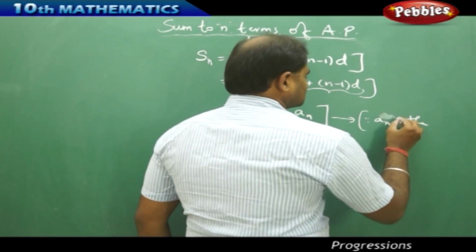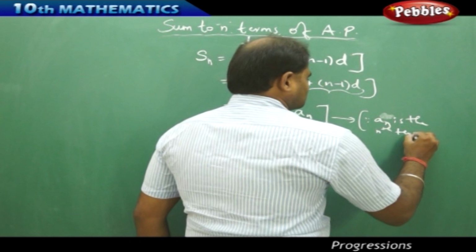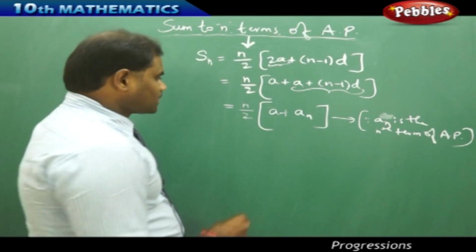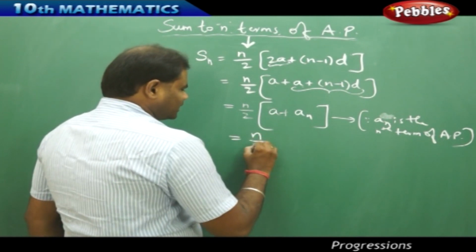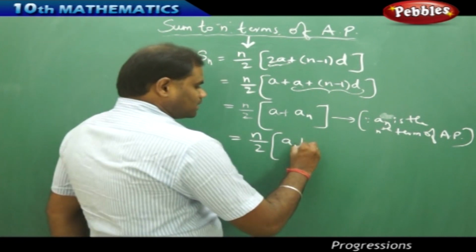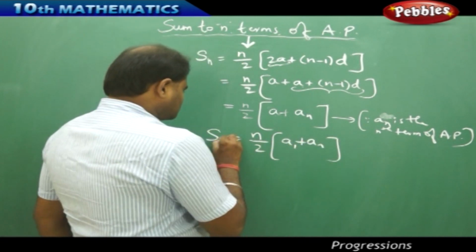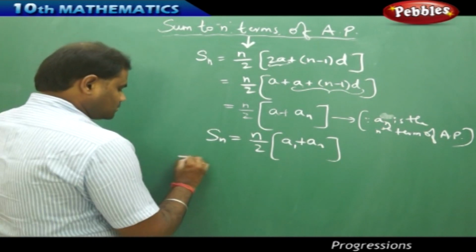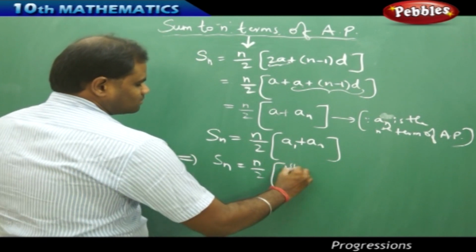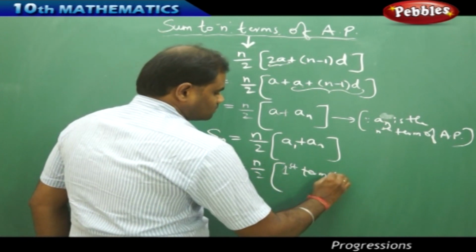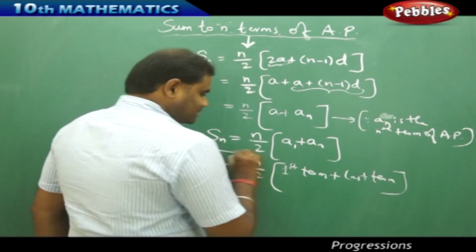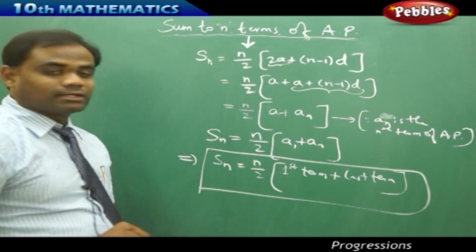An is the nth term of the arithmetic progression. Therefore, I also have a as a1, because the first term a is generally denoted with a1, plus an is what I get for Sn. In more general words, it is written as n by 2 times (first term plus last term). This is how I derive the formula for the sum to n terms.